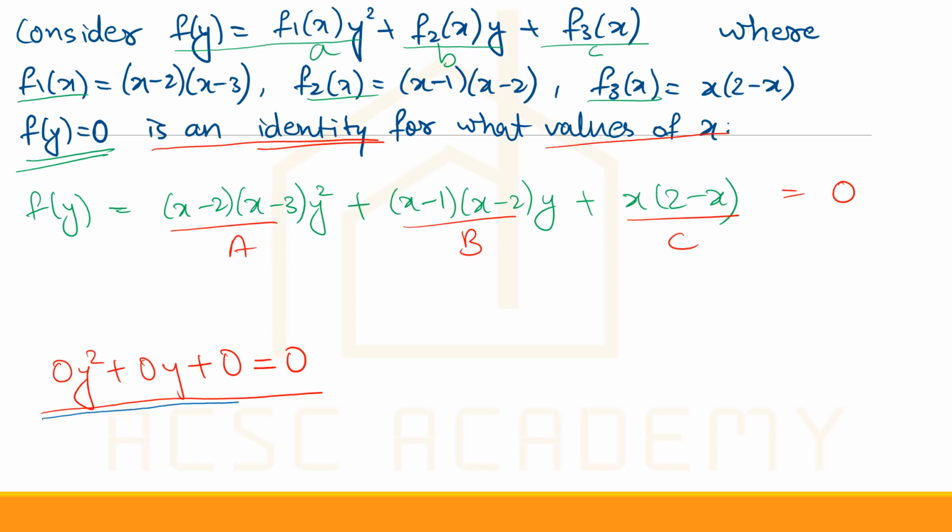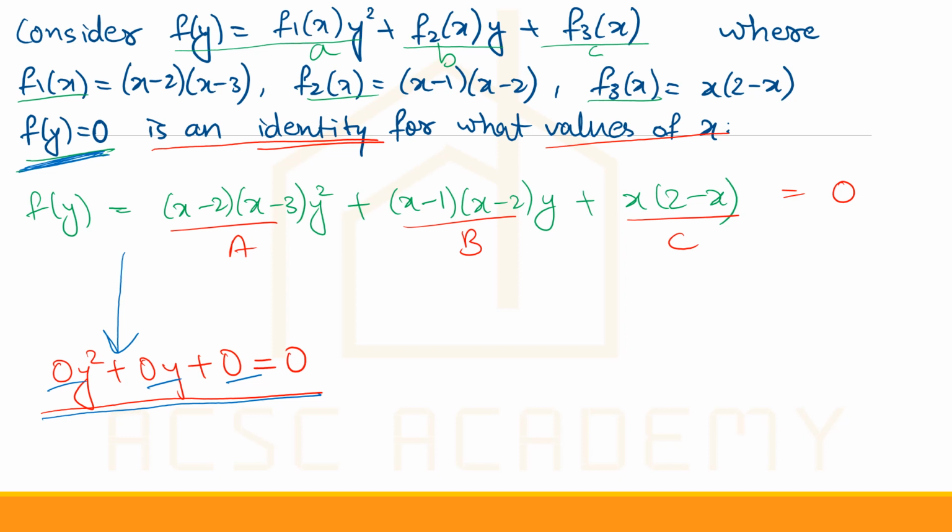Like over here, if this has to be an identity in y, it means whatever value we put for y, it should always get satisfied. So this f of y equal to 0 has to become something which will satisfy all values of y. And when will that be possible? When all of its coefficients a, b and c, all of them individually become 0. Then only it will be able to become an identity in y. So basically what we need to do is make all of a, b and c 0. And for what values of x will that be possible? That's what we will determine.